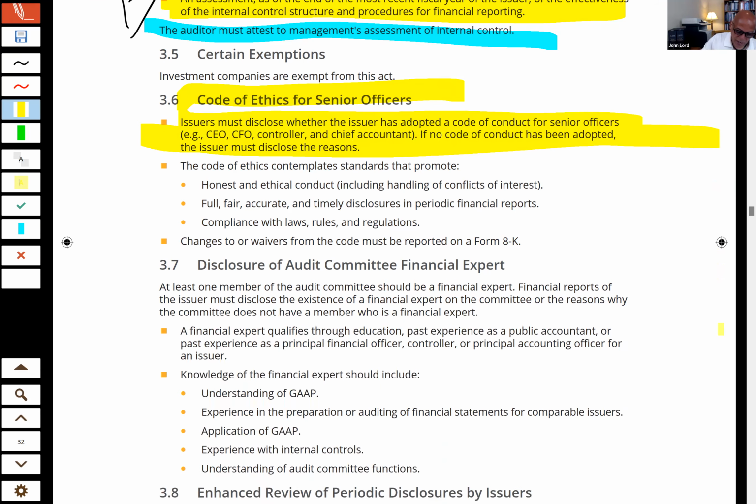You come over to disclosure of audit committee financial expert. At least one member of the audit committee should be a financial expert and disclose the existence of a financial expert. The issuer must disclose the existence of a financial expert on the committee or the reasons why the committee does not have a member who is a financial expert. CPA candidates, this is you. This is something that you should see as a goal for your career at some point in time.